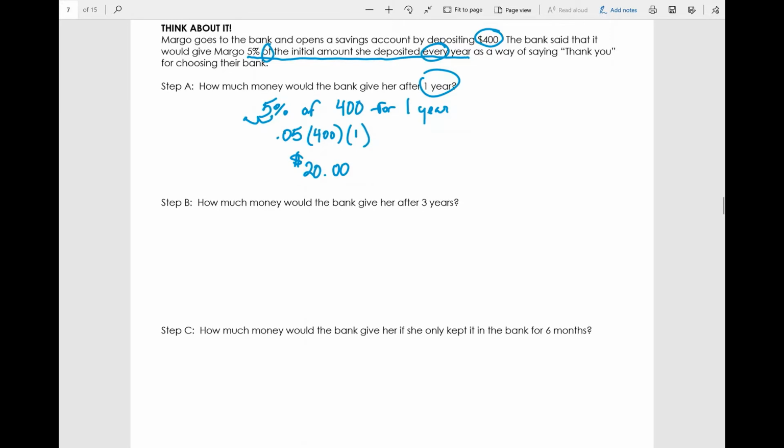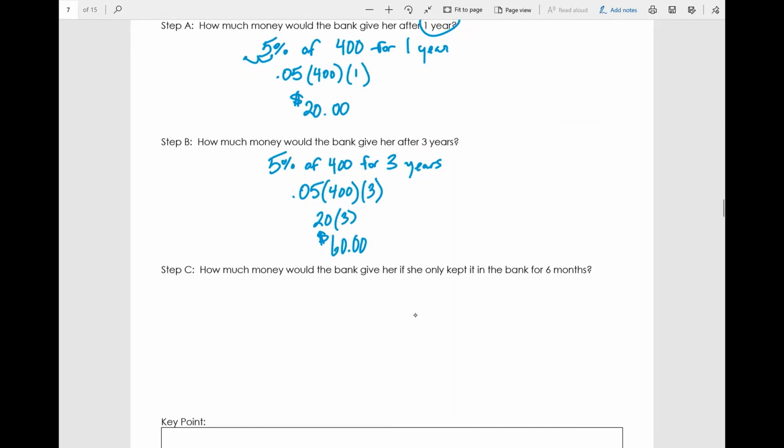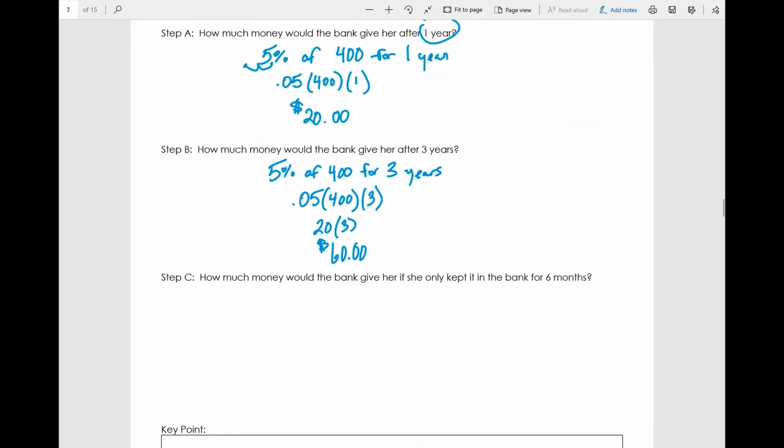Step B says how much money would the bank give her after 3 years? So again, we're going to use 5% of 400, but this time we're doing it for 3 years. So when I substitute, I'm going to get 0.05 times 400 times 3. And we get $20 times 3, which is $60. Pretty simple.